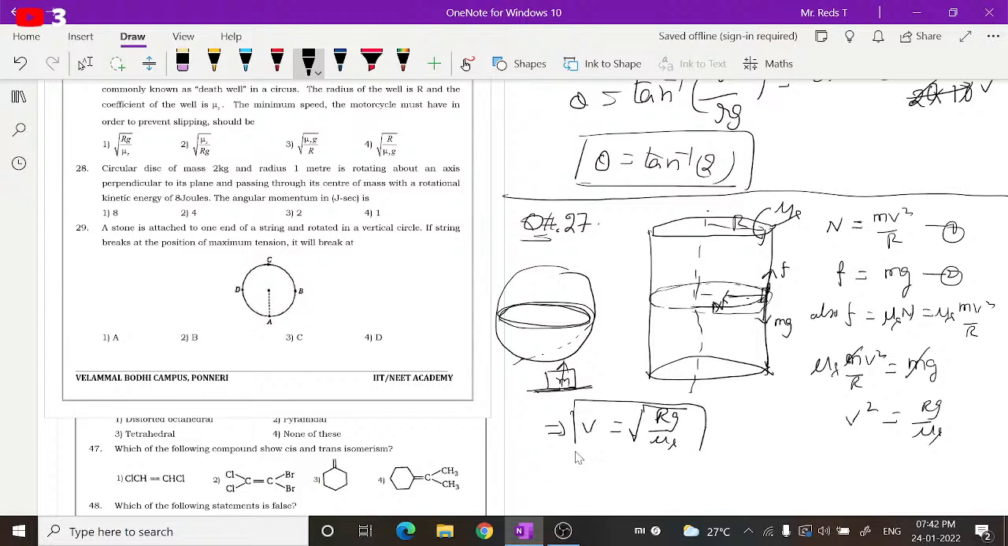So which option is right? Accordingly, you have to work with these concepts well. Square root of rg by mu s. The first option is right. That's it. Next, question number 29.